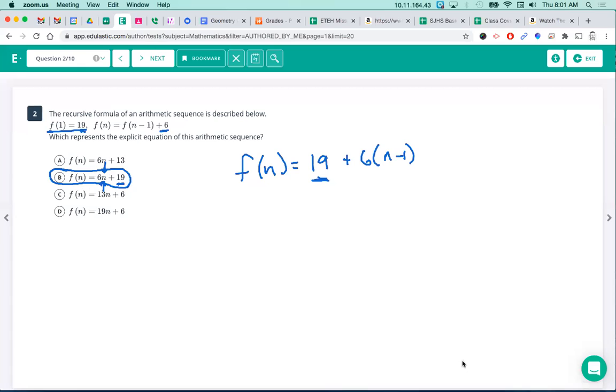Number 3. Oh yeah, if you need me to go over any of these other ones, just speak up, yell at me, get my attention. Or if you're at home, post a little chat.